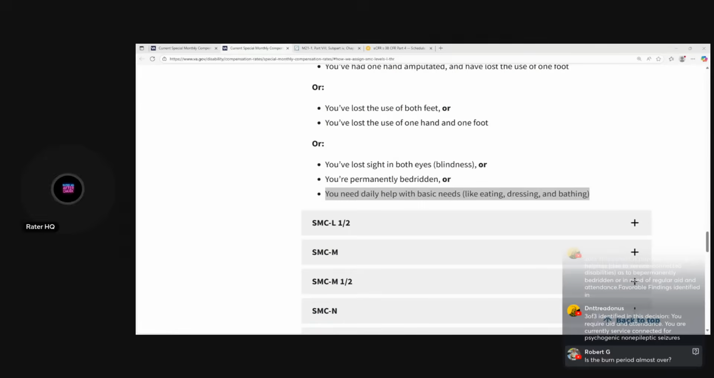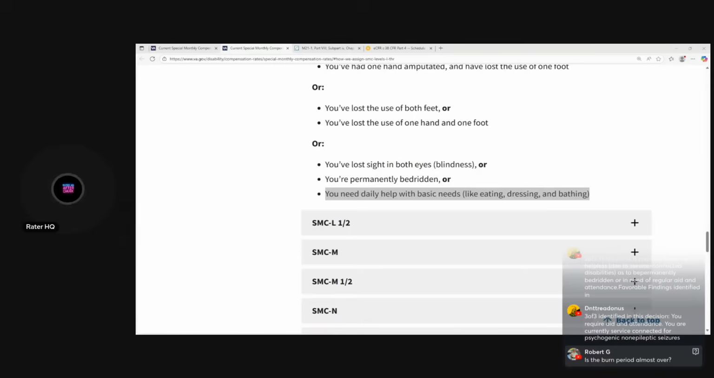So you would almost die without this. Medication management is one of the easiest ones to prove to a rater. Like if you have to have an in-home nurse give you your medications, then that is the easiest one for them to kind of understand in their mind.